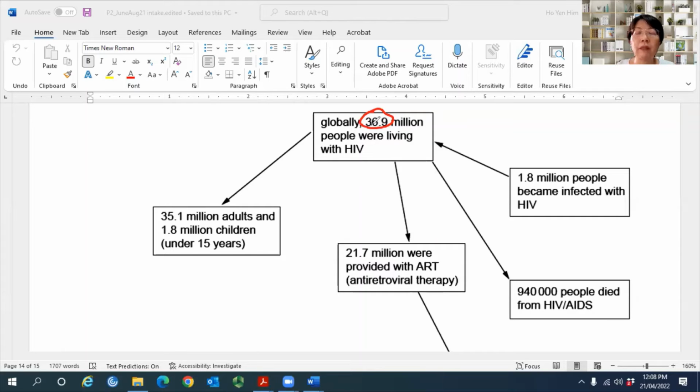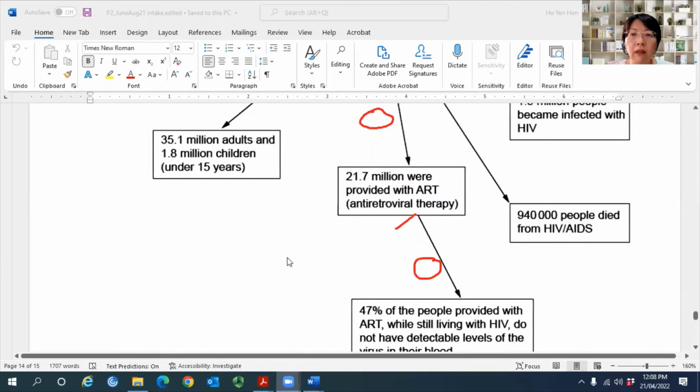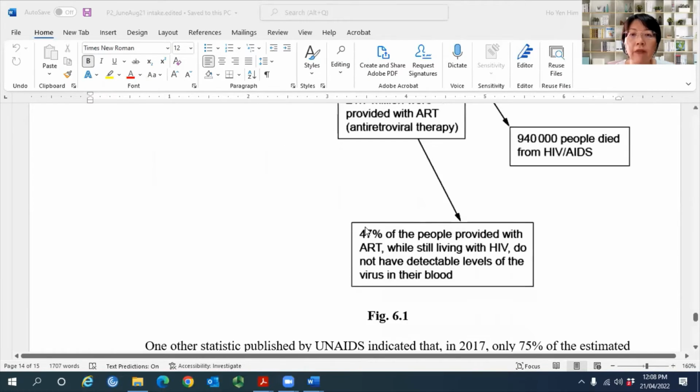So therefore, subsequently, what happened? Because they do not know they are infected, that means to say that they may not take the ART treatment because they do not know they're infected. So this is the second marking point. Okay, they may not go and seek the treatment ART. So what happened when they do not seek the treatment? That means, you see, the third answer you can get from here.